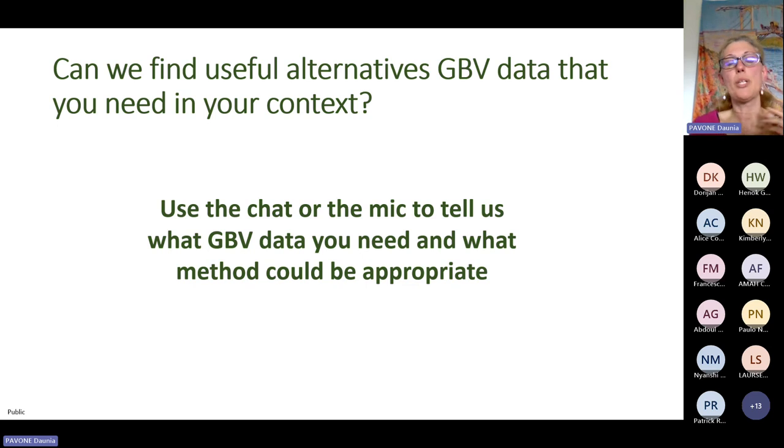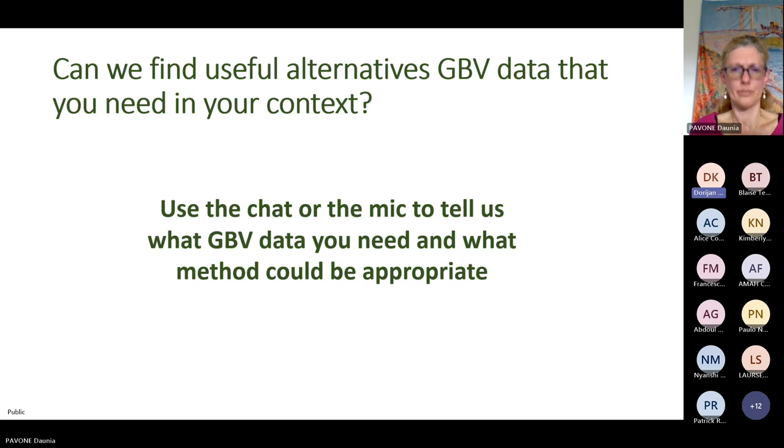Can we use alternative GBV data instead of the prevalence? Can we find other types of information that help us understand the GBV situation in a country or in an area? And what would that be? Dorian, go ahead. I mean, here we are now entering also a little bit in the zone, the difference between people at risk and people in need, or that they have been victims or that they are also at risk of. So, yeah, you're right with the first one.